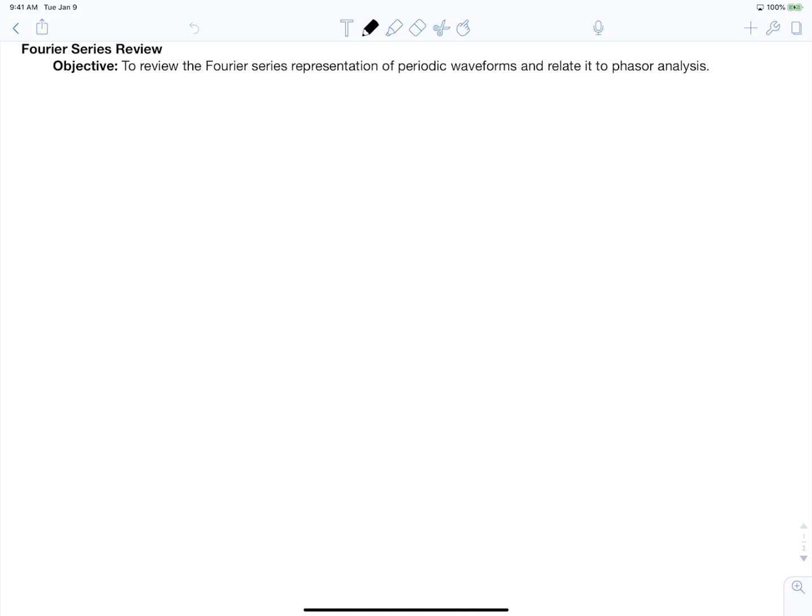So we want to be able to take a transient or a spatial waveform, turn it into a Fourier series of its harmonic components, and then zoom in and talk about each individual component in phasor form to talk about its phase angle and magnitude. Let's start by reviewing the Fourier series.